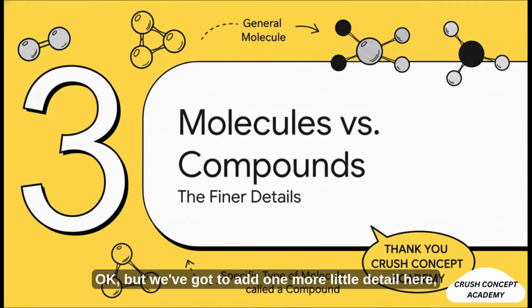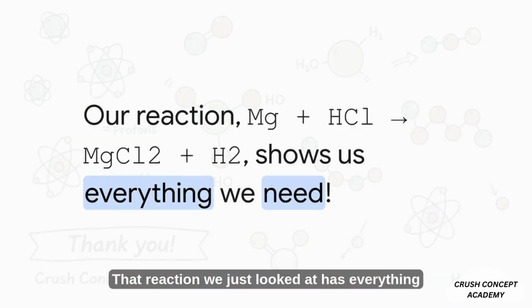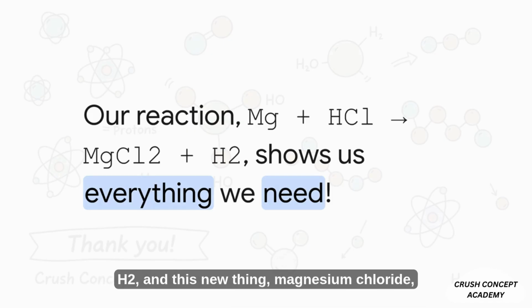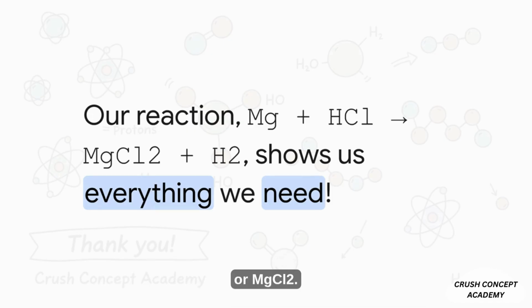Okay, but we've got to add one more little detail here, because it's super important. We need to know the difference between just any old molecule and a very specific type of molecule that we call a compound. And guess what? That reaction we just looked at has everything we need to figure this out. On one side, we start with a single magnesium atom, and on the other side, we end up with a hydrogen molecule, H2, and this new thing, magnesium chloride, or MgCl2.